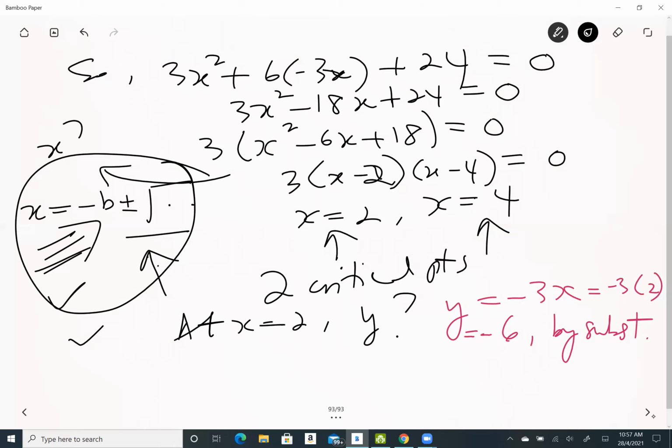So you look at the second one. Now at x equal to what? The second value is x equal to 4. At x equal to 4, what is y? y is equal to negative 3 times 4, that is equal to negative 12. Negative 12.